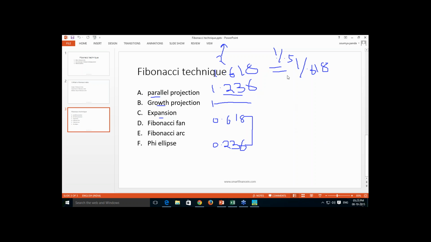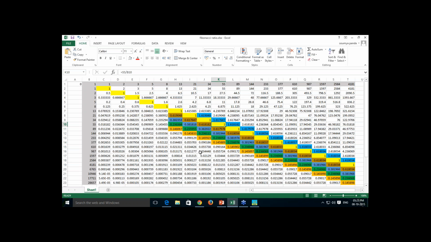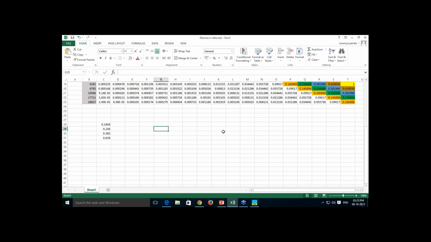Once you understand these ratios and other things, how to use them is very important. There are two different ways you can utilize these ratios. One is a static way, another is a dynamic way. In the static way, you don't require volatility. If you want volatility also to play an important role in deciding the trend along with the Fibonacci, then that method is a dynamic method.